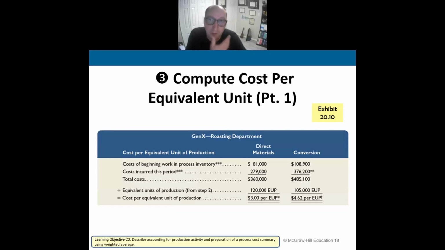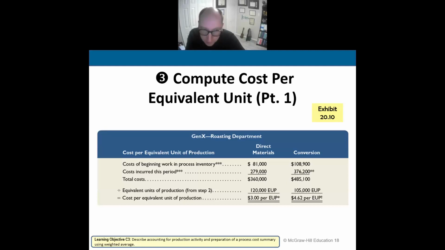Step 3, compute the equivalent unit cost per unit. Direct materials. Beginning of work in process inventory, I got 81,000. During the month, 279,000 additional. Give me total cost for direct materials, 360,000. Conversion, total cost of 485,100.